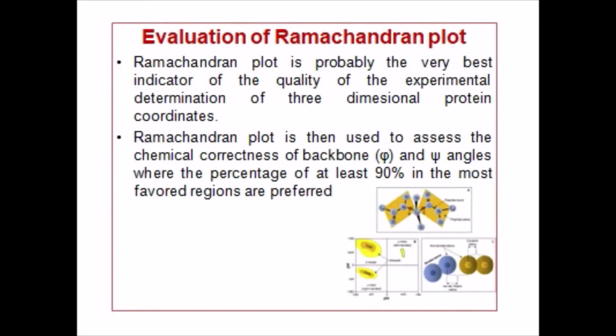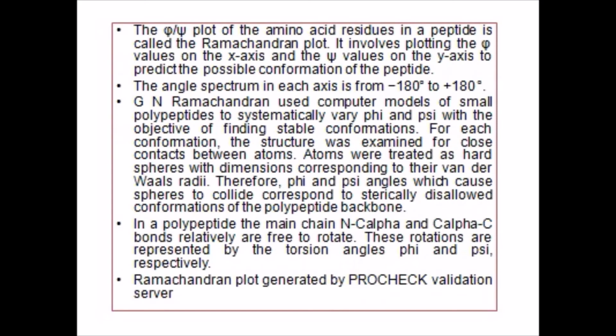Coming to how the evaluation of Ramachandran plot can be done. Ramachandran plot is probably the very best indicator of the quality of the experimental determination of three-dimensional protein coordinates. Ramachandran plot is then used to assess the chemical correctness of backbone phi or psi angles, where a percentage of at least 90% in the most favored regions is preferred. The phi-psi plot of the amino acid residues in a peptide is called the Ramachandran plot.